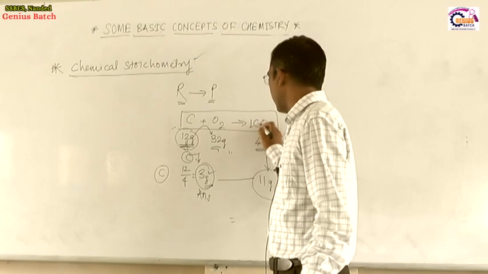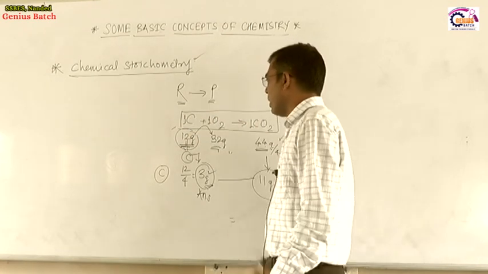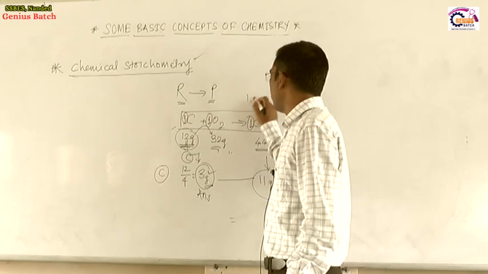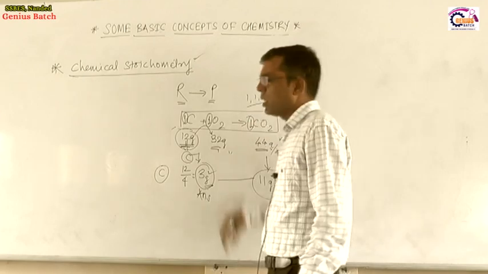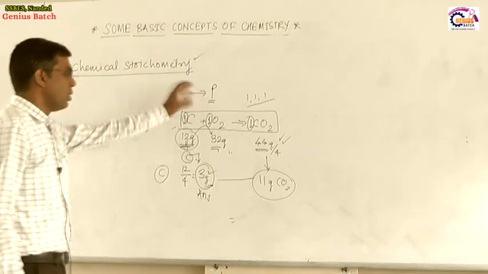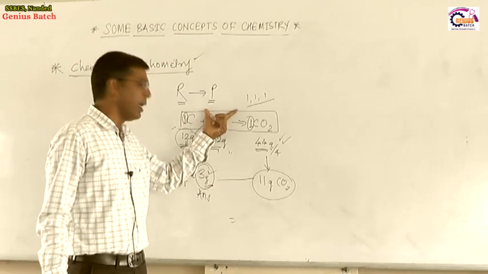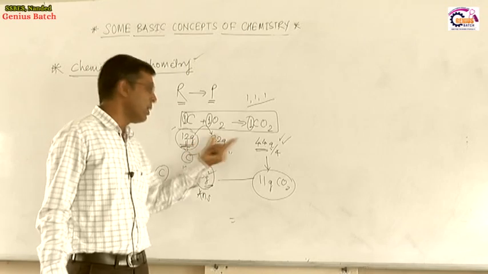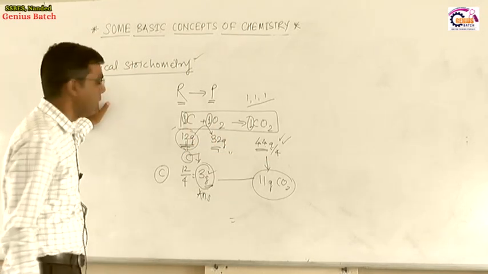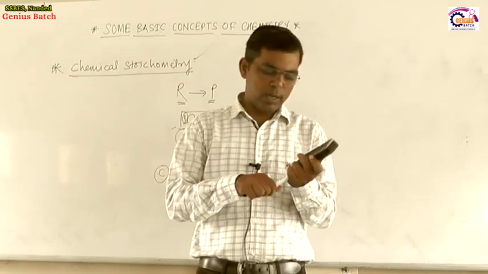The coefficients of carbon dioxide 1, oxygen 1, carbon 1. These coefficients are called stoichiometric coefficients. So mass related calculation in a chemical reaction of reactant and product gives chemical stoichiometry, or this type of calculations are called chemical stoichiometric calculations.